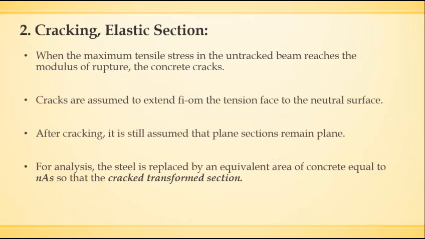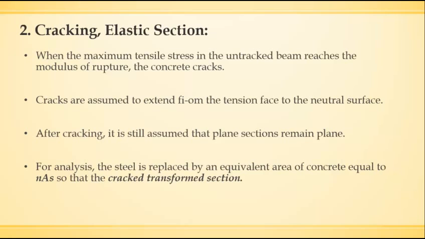The second stage is the cracked, elastic section. When the maximum tensile stress in the uncracked beam reaches the modulus of rupture, the concrete will crack. Cracks are assumed to extend from the tensile face to the neutral axis, which is the same as assuming that the concrete below the neutral axis has zero tensile strength. After cracking, it is still assumed that plane sections remain plane, so that there is still a linear strain distribution through the depth of the beam.